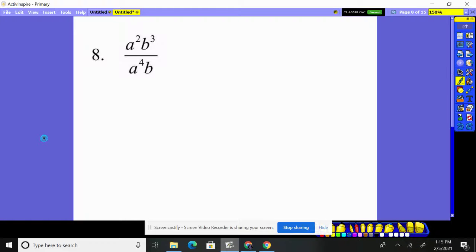All right, we're dividing some of these variables here. Well, just write out what it means. What does this mean? If I have a squared, that means I have a times a. B cubed means I have b times b times b. So I have all these 5 pieces up top. What do I have below? A times a times a times a times a b.